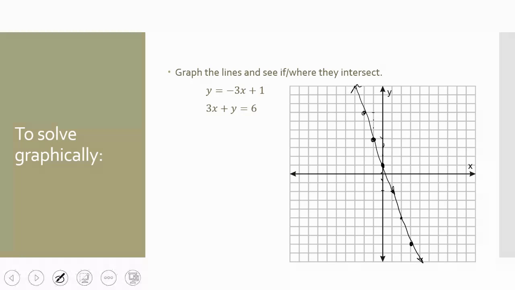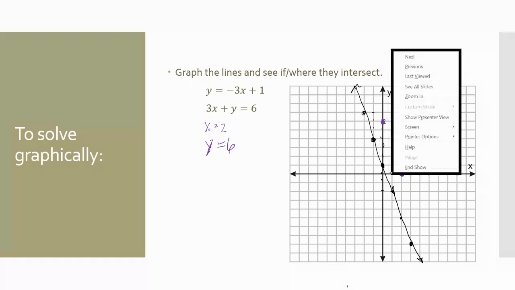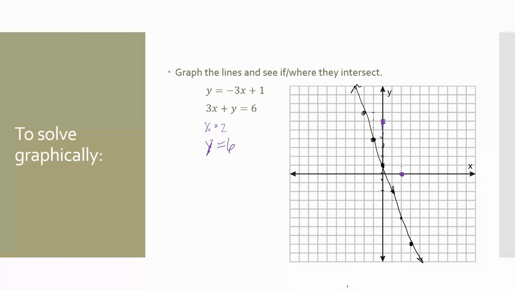And then I'm going to graph the second line. I'm going to do it in a different color. 3x + y = 6 means that my x-intercept is at 2, so (2, 0). And my y-intercept is at 6. 1, 2, 3, 4, 5, 6. And then I can see that that's over 2 and up 1, 2, 3, 4, 5, 6. That'd be the same as over 1 and up 3, or to the right 1 and down 3.